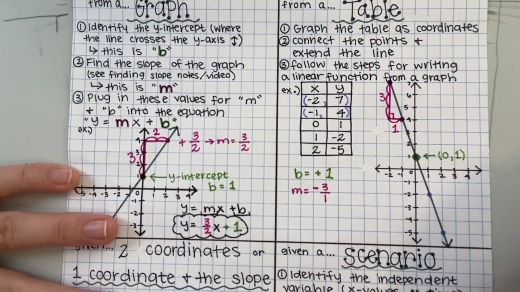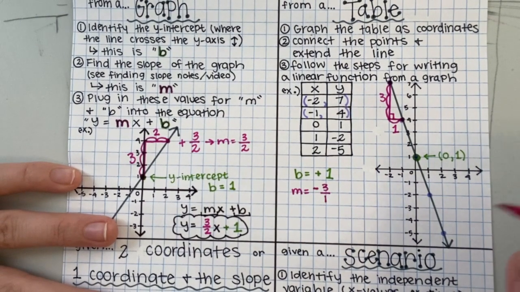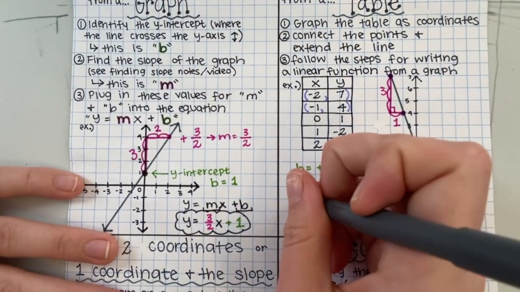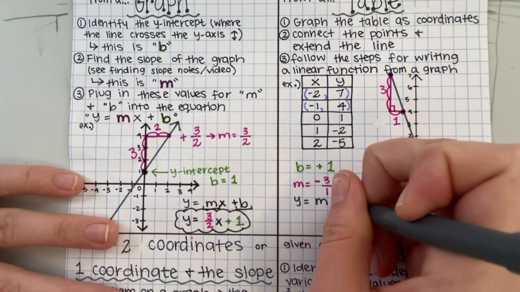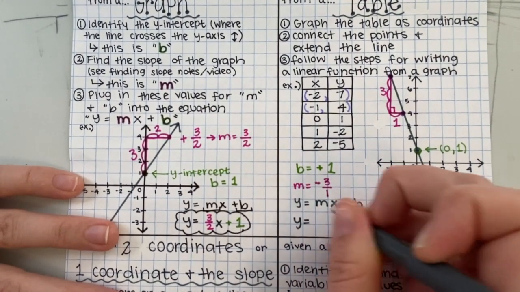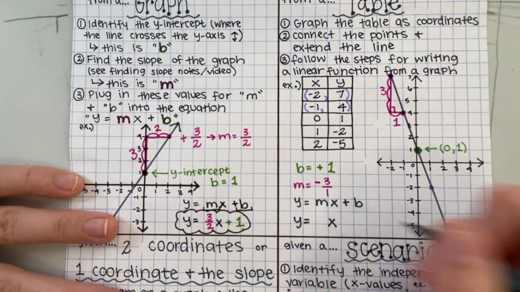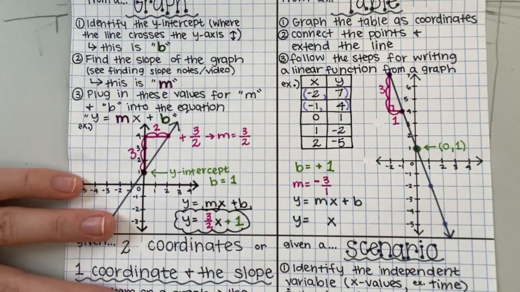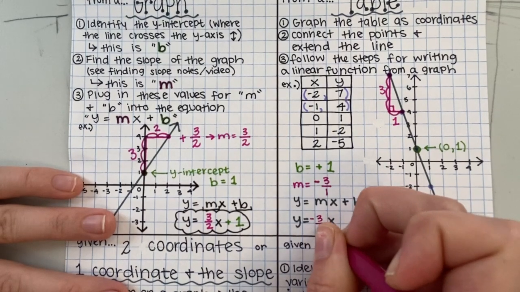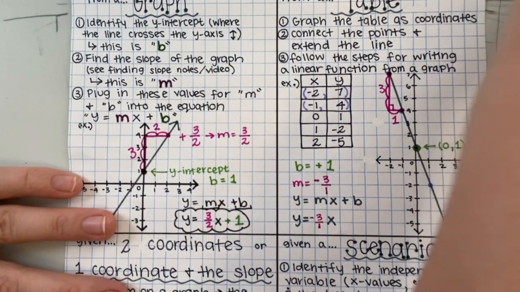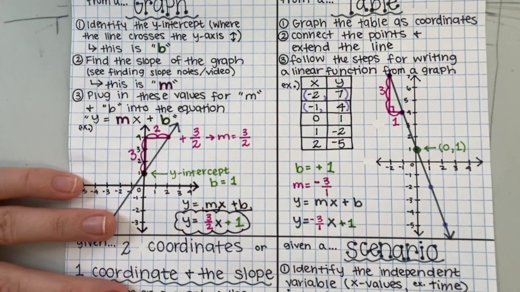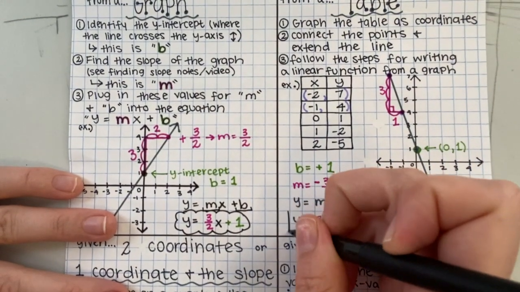And then my last step is to plug in these values into the equation for M and B. My equation is y equals mx plus b. The numbers are going to replace m and b. The x is going to stay and the y is going to stay. M becomes -3 over 1, or just -3, and B is 1. And we've got an equation given a table.